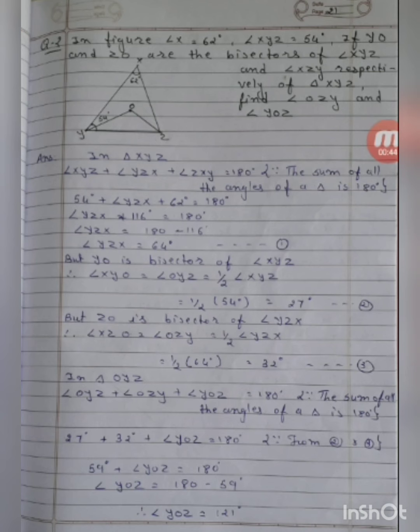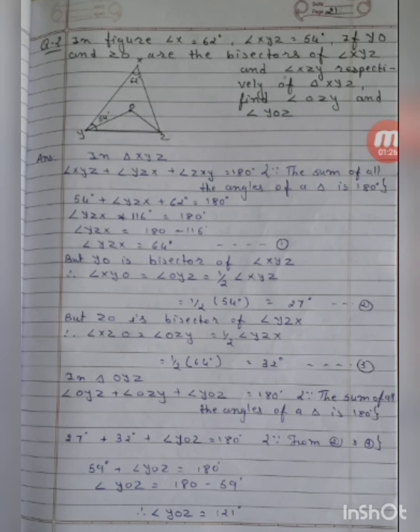So easily you can find angle Z. So in triangle XYZ, angle XYZ plus angle YZX plus angle ZXY is equal to 180 degrees because the sum of the angles of the triangle is 180 degrees. Here given you angle XYZ is equal to 54 degrees and angle YXZ is equal to 62 degrees. So I put the value: 54 plus angle YZX plus 62 is equal to 180. Then angle YZX plus 116 is equal to 180. Angle YZX is equal to 180 minus 116. Angle YZX is equal to 64 degrees.